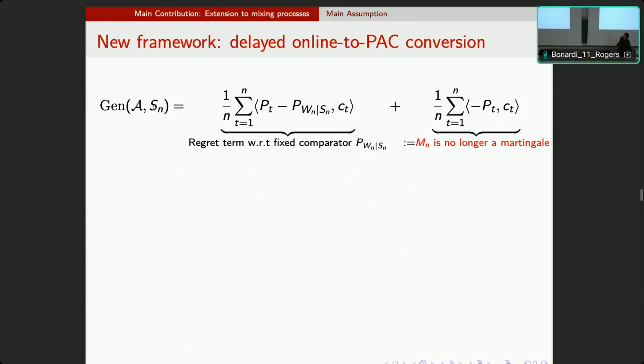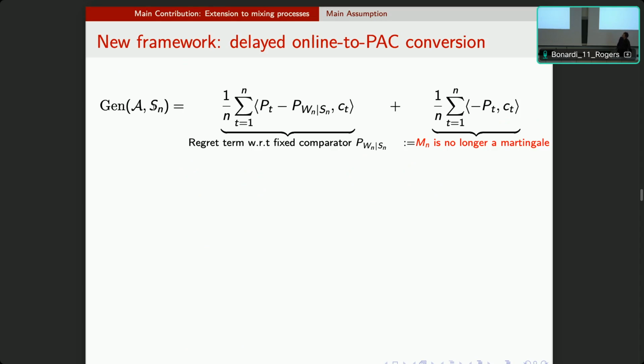And the reason why Mn was a martingale before, and this is really the important point, is that in our online learning game, we were forcing the learner to pick his distribution with respect to the past. And because the points were all IID, PT was decorrelated from the cost function. Now, however, because we consider this non-IID setting, PT is highly correlated with CT if we consider the game I introduced before.